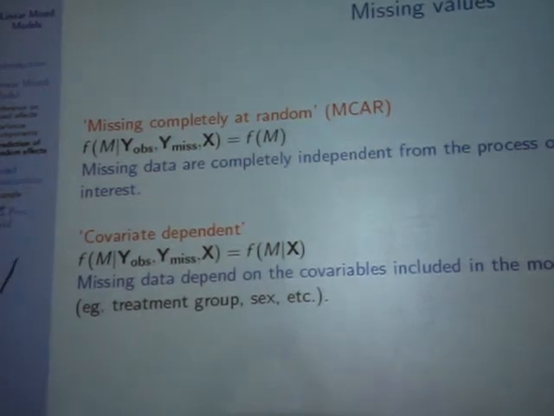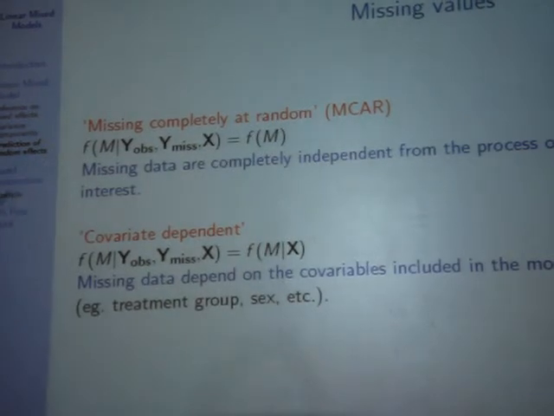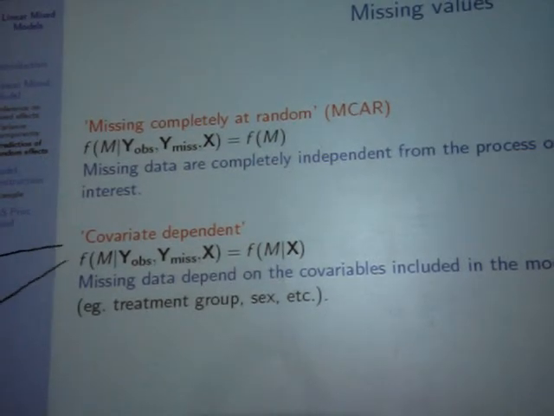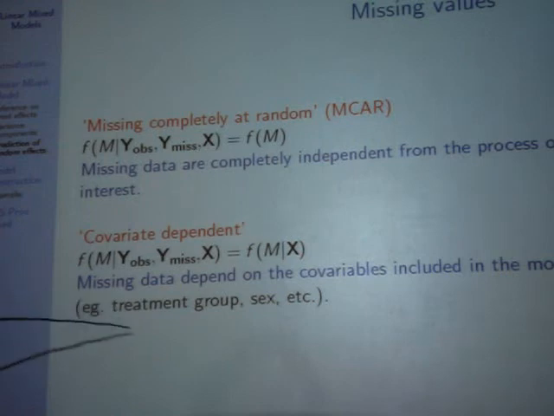The missing values are said to be missing completely at random if the missing data are completely independent from the process of interest. So if the missing data do not depend either on the observations or on the missing data or on the covariables. They are said to be covariate dependent if the missing data depend on the covariables that are included in the model. For example, if they depend on the treatment group or sex, etc.